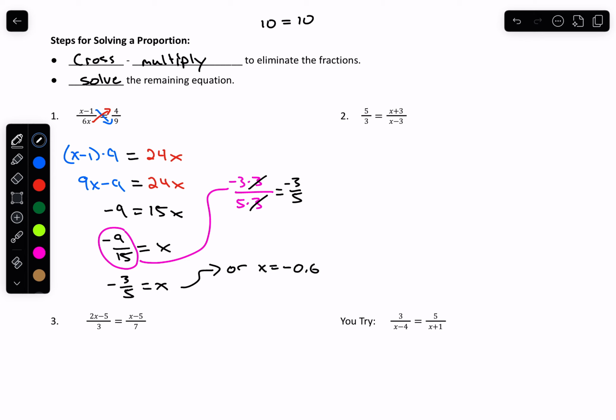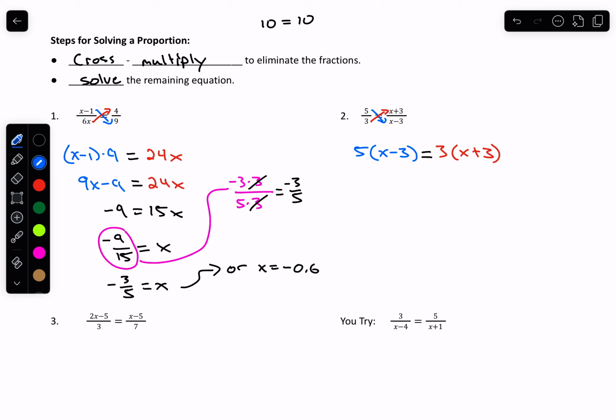All right, number 2, we have 5/3 equals x plus 3 over x minus 3. Again, we are going to multiply across the top to the bottom. So we're going to get 5 times x minus 3. And we will multiply from the bottom of the first one to the top of the second one. So 3 times x plus 3. Notice I'm using those parentheses because I have to distribute in both these places.